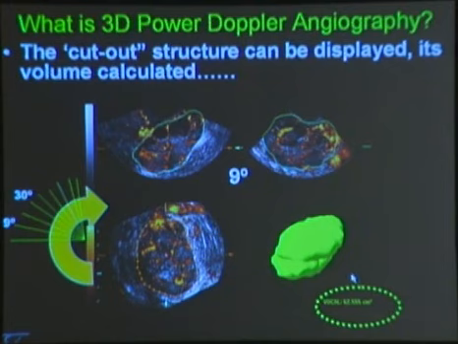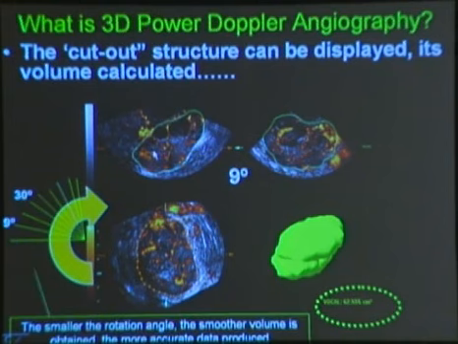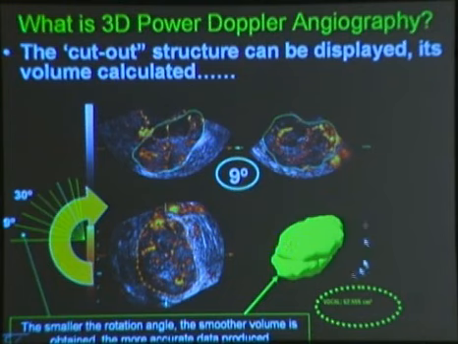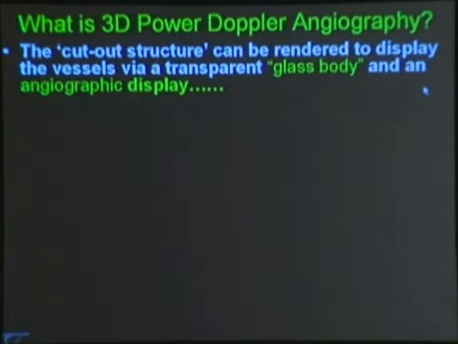Now, how do you cut out this? You move one of the images that you have, one of the orthogonal images, at degrees from 9 to 30 degrees. The smaller the rotation angle, the smoother the volume will be displayed, and the more accurate data of the surface and the volume will be generated. In this case, I use the 9-degree rotational angle to obtain this ovary, for instance.